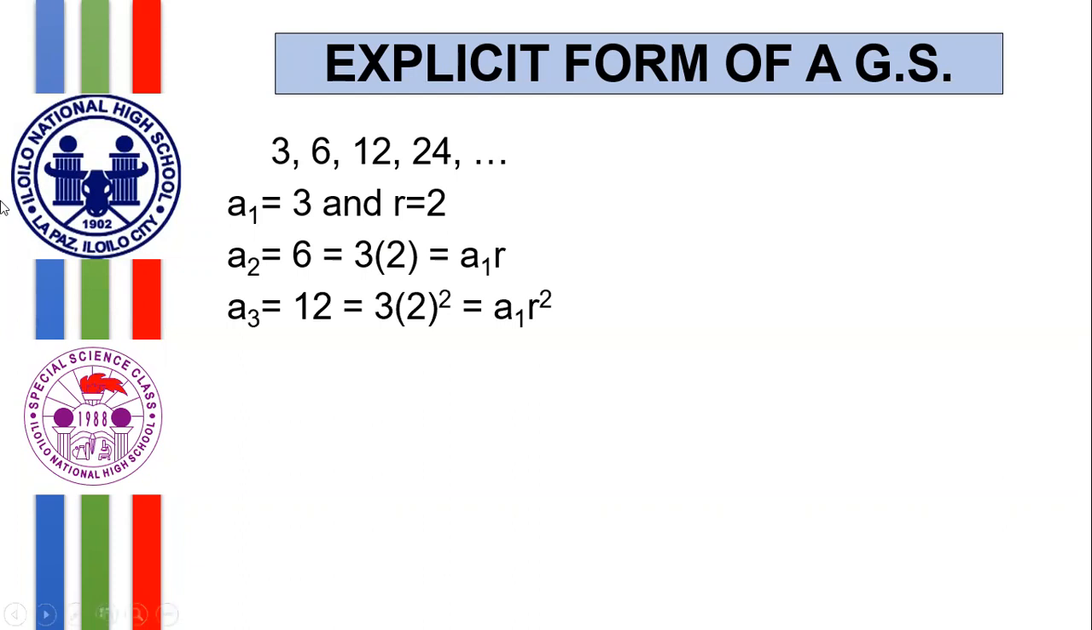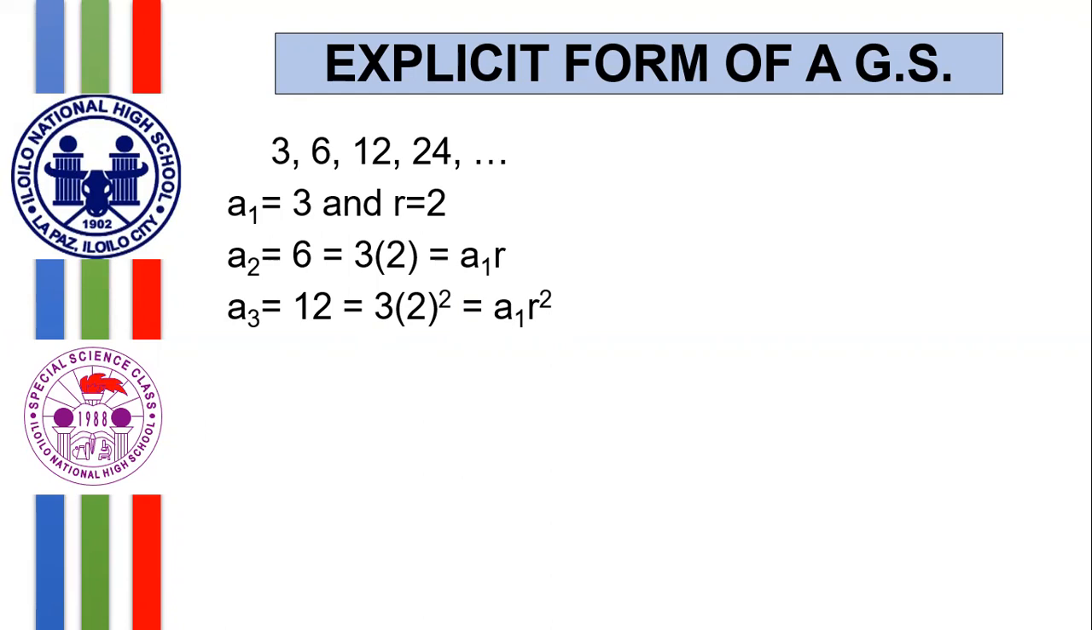To get to the third term from the first term, you could see that you multiplied 3 by the common ratio 2 twice. That's why I expressed 12 as 3 times 2 squared. But 3 is a sub 1, and your 2 here is your r squared. So a sub 3 is equal to a sub 1 r squared.